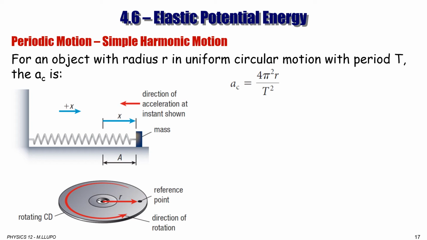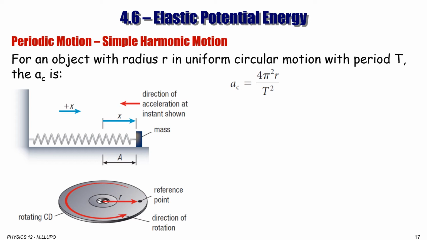Now let's compare two motions: a uniform circular motion of the reference point on the rotating CD, and the simple harmonic motion of the mass connected to a spring that is moving back and forth on a frictionless surface. So what would be the acceleration related to that motion?